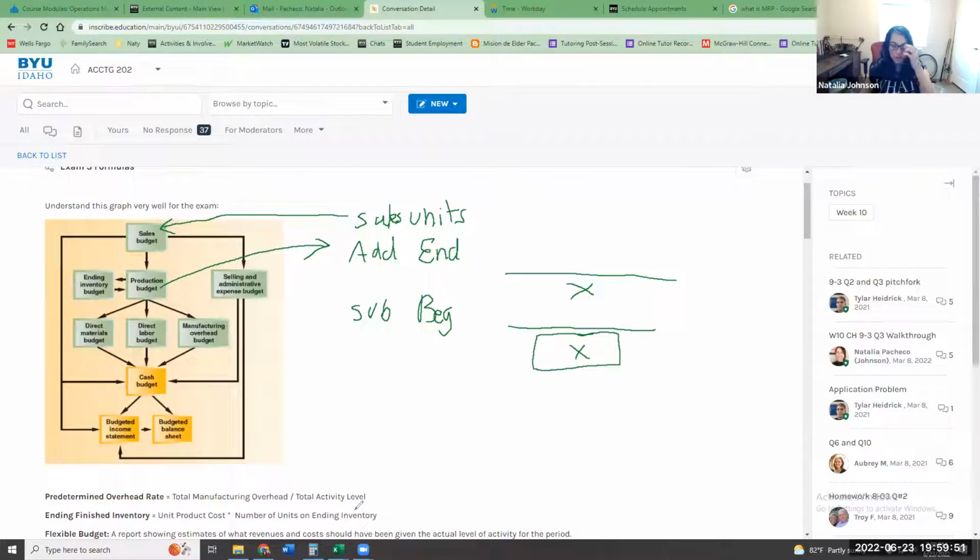So that's it for the production budget. You just add the ending, subtract the beginning. And this total right here that you will have is really important because with this number, it depends how you're going to do direct materials budget, direct labor, and manufacturing overhead.